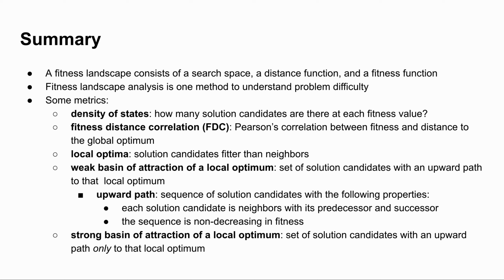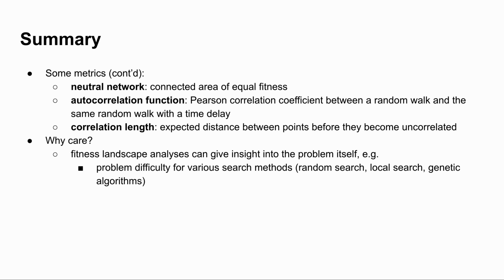A weak basin of attraction of a local optimum is a set of solution candidates with an upward path to that local optimum, with an upward path being a sequence of solution candidates where each solution candidate is neighbors with its predecessor and successor, and the sequence is non-decreasing in fitness. A strong basin of attraction of a local optimum is the set of all solution candidates with an upward path only to that local optimum. A neutral network is a connected area of equal fitness.